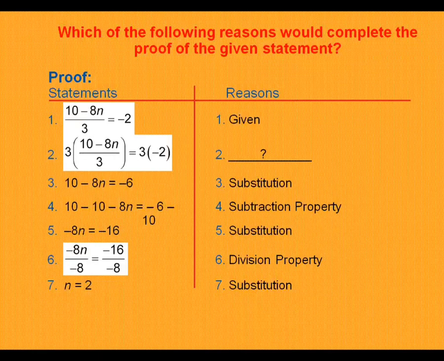So let's just fill in the missing steps here. Looking at this proof, I'm given this equation. I'm trying to prove n = 2. What property would be written right here in this proof? Multiplication, right? Multiply both sides by 3.